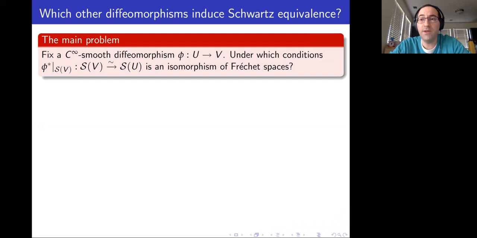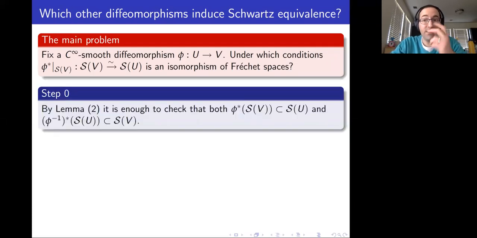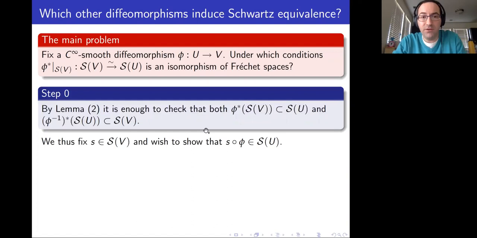We saw one example: if everything is definable in a polynomially bounded o-minimal structure, we won. But what happens in other cases? The first step is to remind ourselves of Lemma 2, saying that we really need to check just that phi pushes and pulls Schwartz functions to Schwartz functions. So let's fix a Schwartz function on V. We have phi from U to V, and we want to show that if we precompose it with phi, we get a new Schwartz function.